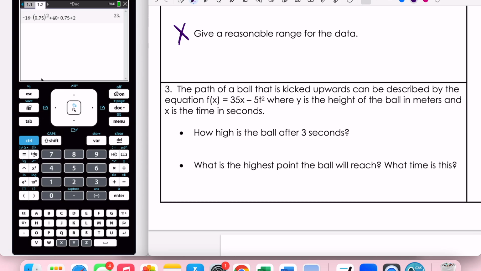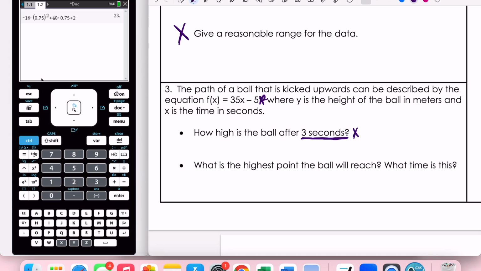Number 3, the path of a ball that is kicked upwards can be described by the equation f of x equals 35x minus 5x squared, where y is the height of the ball in meters and x is the time in seconds. How high is the ball after 3 seconds? Okay, guys, so they have already given me the equation, and I am trying to find how high the ball will be after 3 seconds. Well, seconds is my x value.